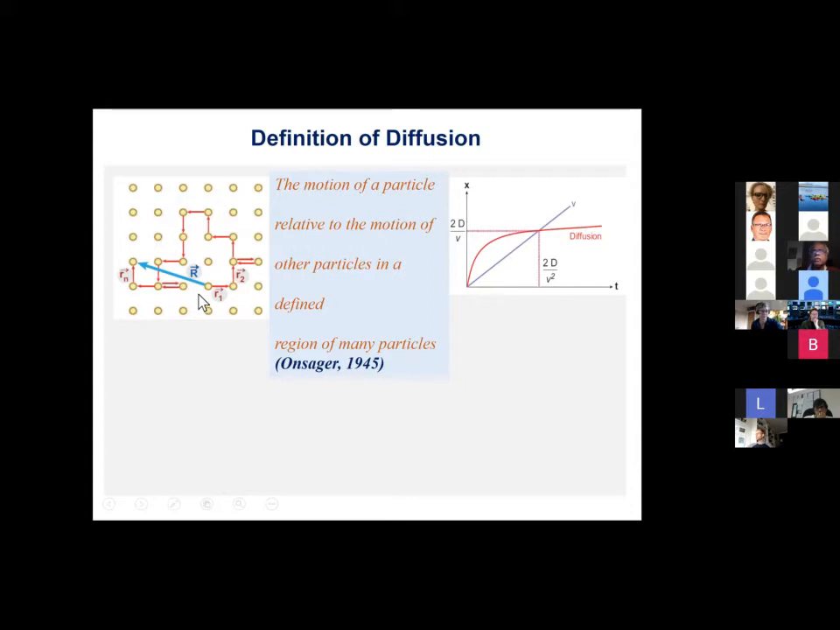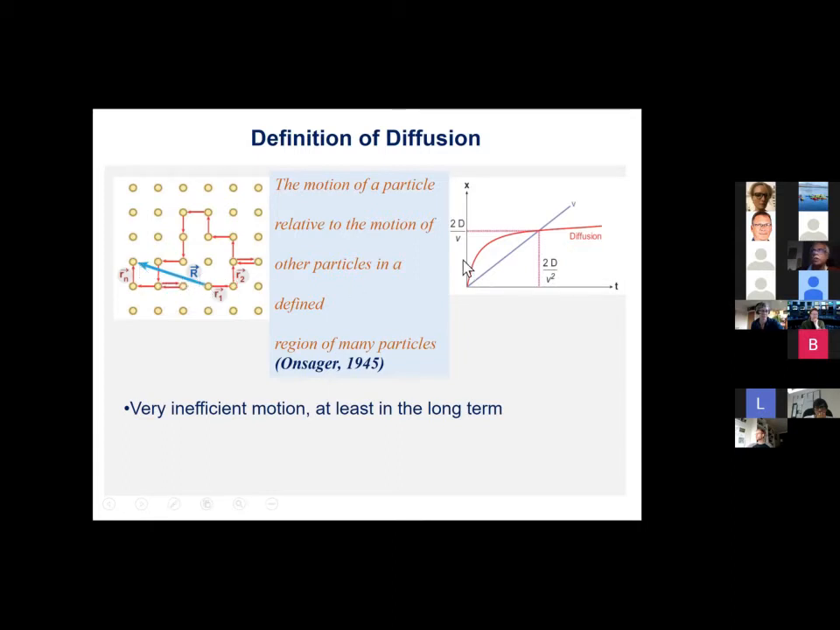So now with that definition of diffusion, we can say a few things about the nature of the process itself. First of all, it's a very inefficient motion, at least in the long term. What happens is it's gone a long way, all these red steps, and then it's ended up not being very far away from where it was.